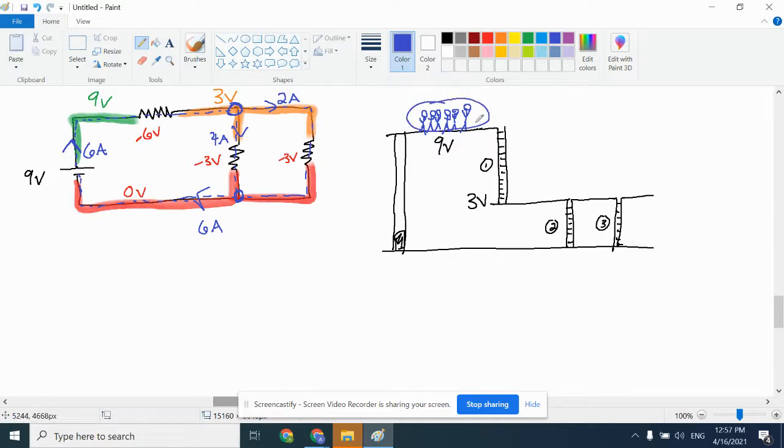So that's how our analogy would work for this. All 6 of these people have to go down ladder number 1. Now, perhaps 4 of them choose to come down this ladder, and 2 of them choose to come down this ladder, and eventually all 6 people will meet back here.